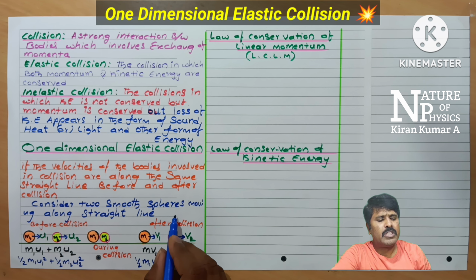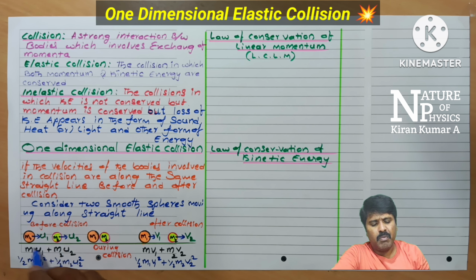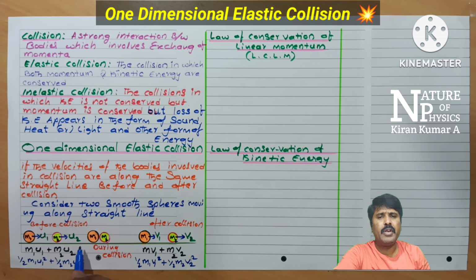Consider two smooth spheres moving along a straight line, of masses m1 and m2. Before the collision their initial velocities are u1 and u2, and after the collision the final velocities are v1 and v2 respectively. Before the collision the momentum of the first body is m1 u1 and of the second body m2 u2, and after the collision the first body momentum is m1 v1 and the second body momentum is m2 v2.